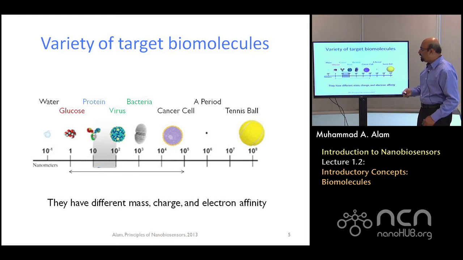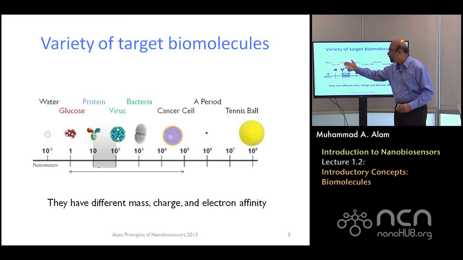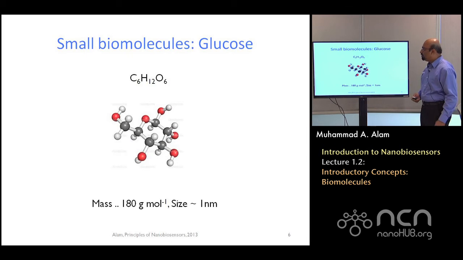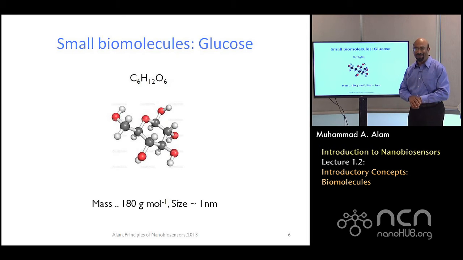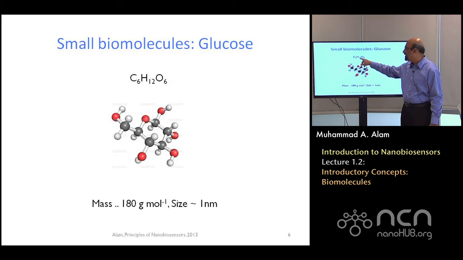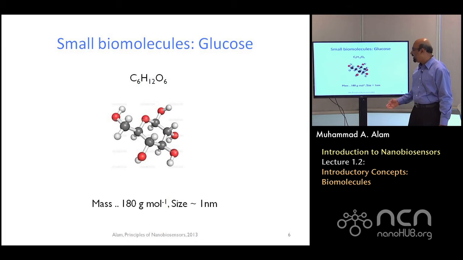So let's discuss a little bit more about these molecules, biomolecules. The first one is glucose. As you know, the formula is pretty simple. Many of you may remember from your high school or college courses that it is C6H12O6, and essentially there is a carbon backbone. All the white atoms are hydrogen.